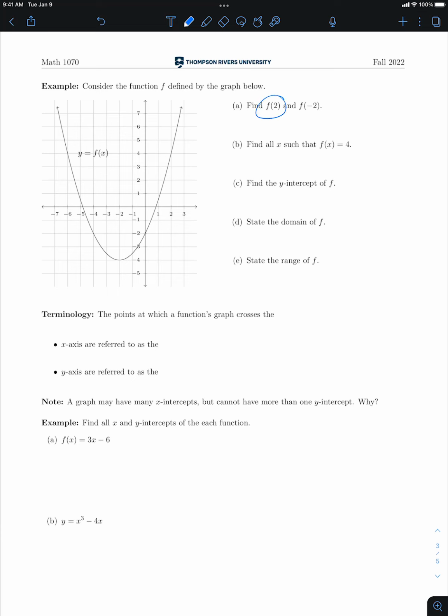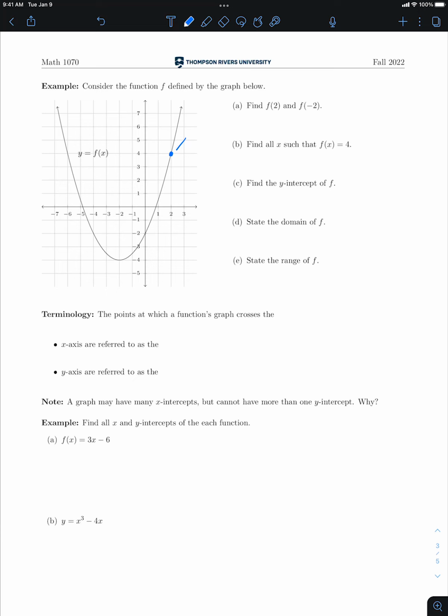Well, let's start with f of 2. Look for 2 on the x-axis, it's down here, and find the point on the curve that corresponds to that x value. So in other words, look up or down, depending on the nature of things, to figure out where you have to look for a point. In this case, you have to look up, because the graph goes above the point 2 on the x-axis. So this is the point that you're going to use to determine the output from the function f when you plug in 2. And the way you do that is you just look for the y-coordinate.